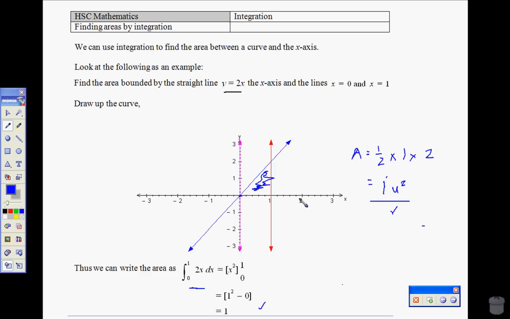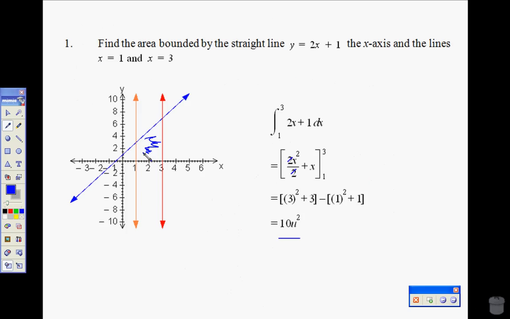Now, if we had a triangle every time, we could use the formula, but we're not going to get a triangle every time, obviously. In question 1 you could use the formula again because that's going to give you a trapezium. So we go in between 1 and 3, and we've got the straight line. The area under the curve to the x-axis should be given by the integral from 1 to 3 of 2x plus 1 dx. We integrate 2x, so we get 2x squared on 2, and the 2s cancel. 1 becomes x, and we go from 1 to 3. So we substitute 3 in, we substitute 1 in, and we get 10 units squared. So there's our area of that.